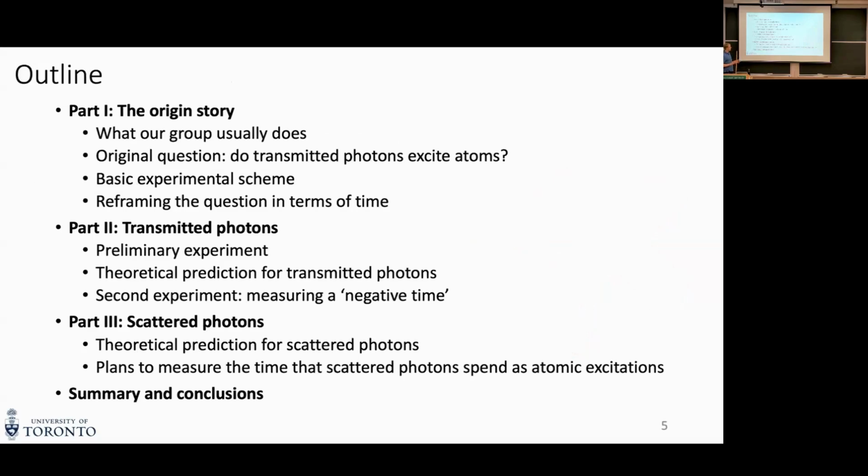So here's roughly the outline of the talk. Because this is a longer talk than I usually give on this topic, I wanted to start with a bit of historical background of how we got interested in this question in the first place. Then we will switch to talking about what happens to transmitted photons. This includes a first experiment that we did before we had any theory for this question, together with a theoretical prediction, and then a second experiment trying to confirm that prediction. And lastly, I'll talk a little bit about scattered photons and what's predicted for those, and in particular, my plans to measure this other kind of scattered excitation time.